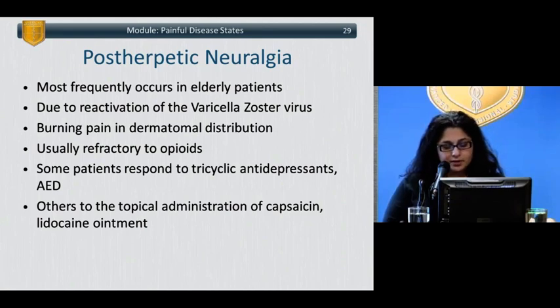postherpetic neuralgia. Now, postherpetic neuralgia is different than acute pain from herpes zoster. Patients who have acute pain from herpes zoster usually have it around the time of the rash, and that pain is usually described as being sharp in nature and also electrical shooting. Treatment modalities tend to be similar to that of postherpetic neuralgia.